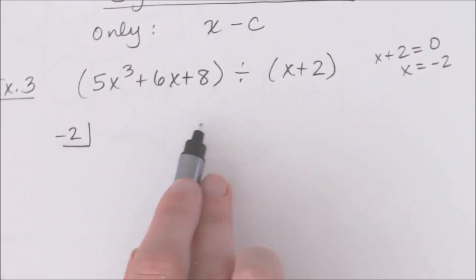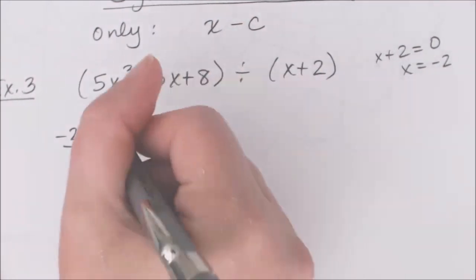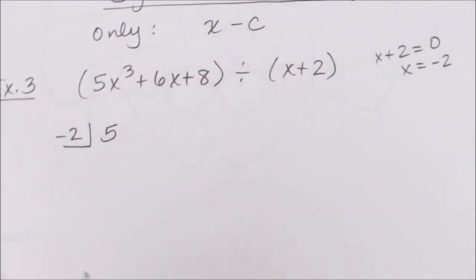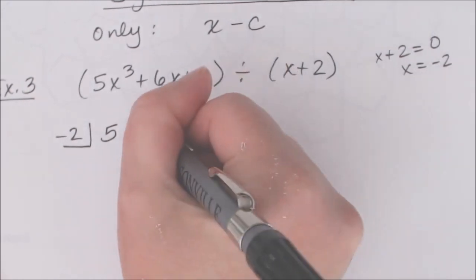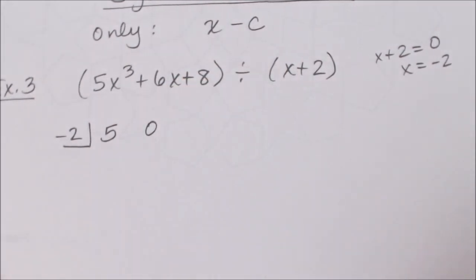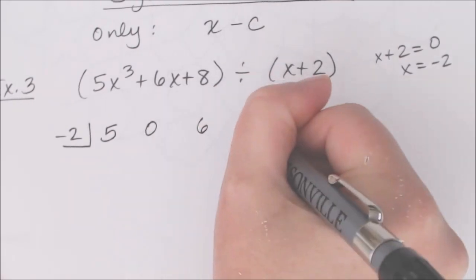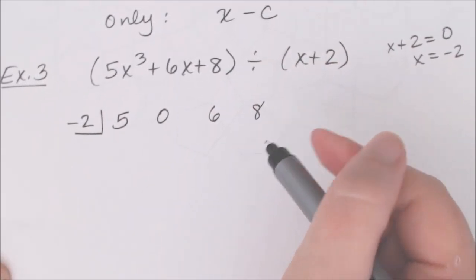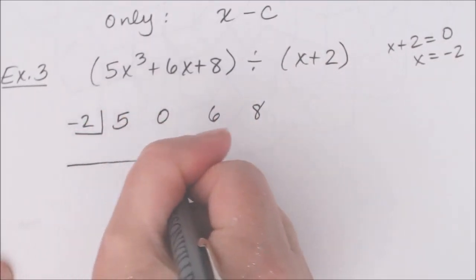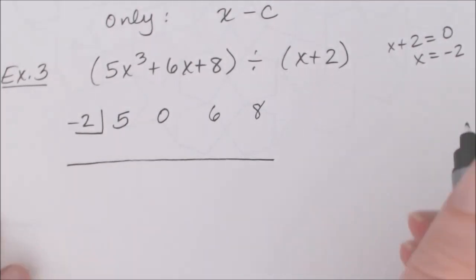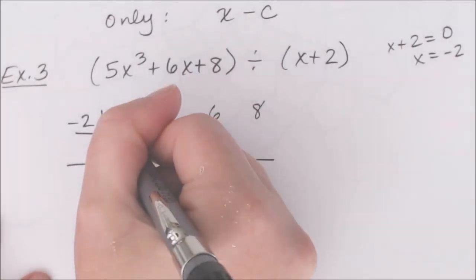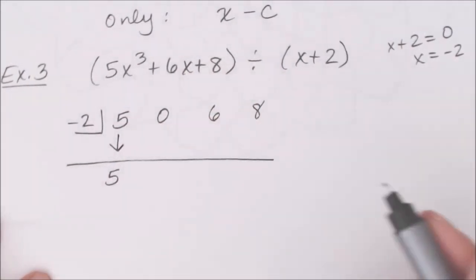Then we're going to put the coefficients of the polynomial that's being divided. So we're going to have a 5. You notice again we're missing a term. There's no x squared term, so I need to put a 0 there for the placeholder. Placeholders still apply. And then 6 and then 8. Leave a little room on your paper. Leave a line underneath that. And then first step is we're going to bring down the 5.